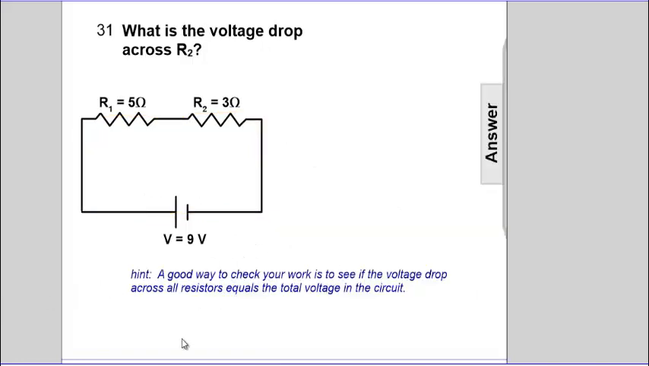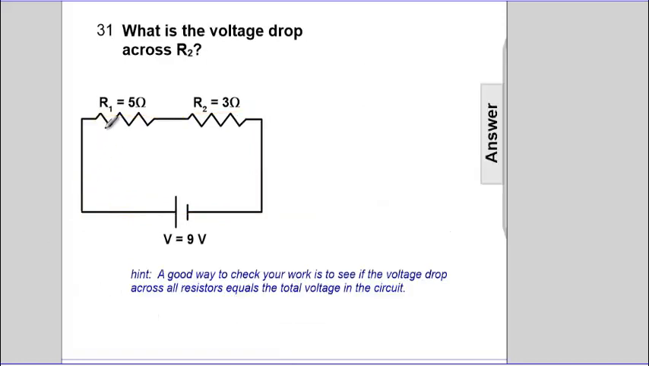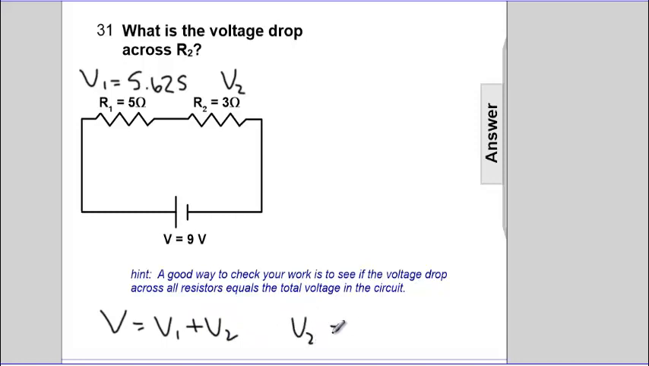Now what is the voltage drop across R2? If we go back here and we write 5.625, we know the voltage here. So the question is, what is V2? If I come up 9, I have to come down a total of 9. So really, to find out what V2 is, one way to do it is that V is V1 plus V2. Solving for V2, V2 will be V minus V1.